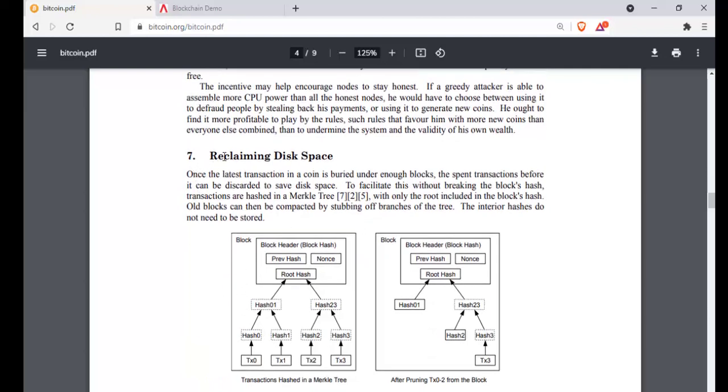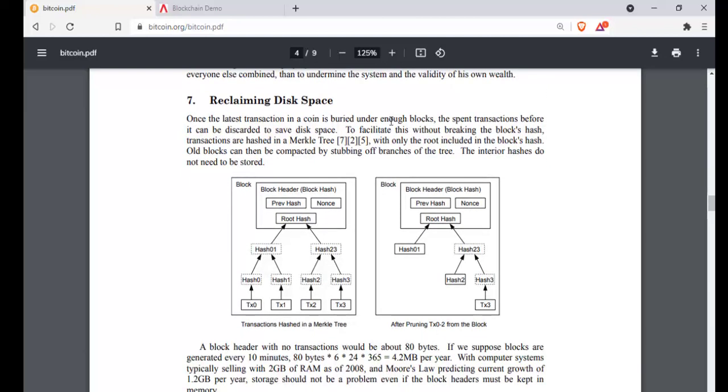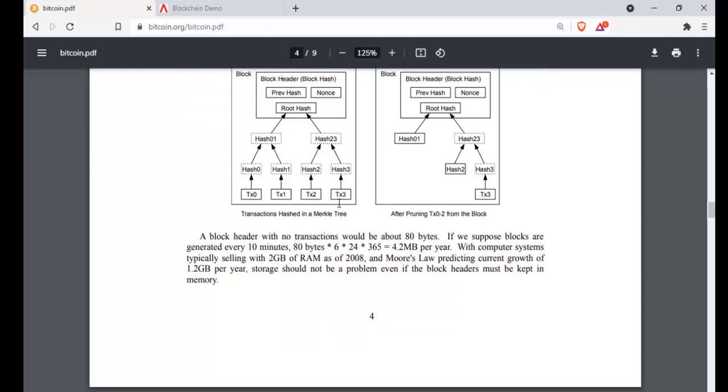Now it further goes into explaining reclaiming disk space. You don't really need to know much about this, but reclaiming disk space talks about how the Bitcoin blockchain will manage space, because the next thing that might come into your mind is, how does it manage all these transactions since it was created in 2009? How does it manage to keep all these transaction records? Well, it uses a form of a Merkle tree, where some transactions that are not needed again are removed to save disk space, and to enable transactions to still be done on the network.